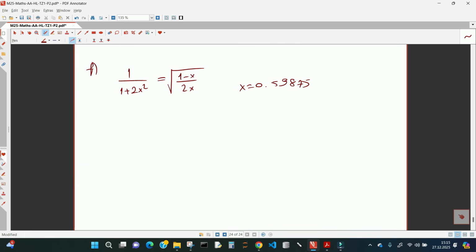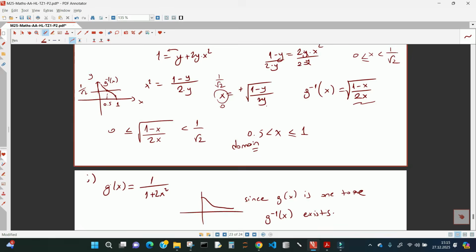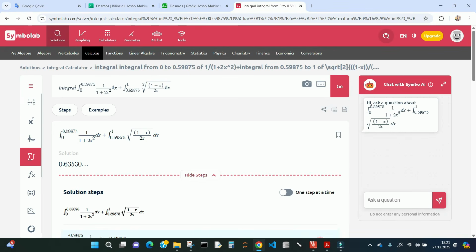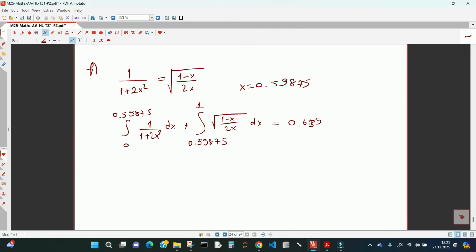So first from 0 to this intersection point, it's going to be g of x, plus from here we're going to take until 1 the inverse of g of x. Yes, calculate this one. Yeah, I wrote it again, and the solution is approximately 0.635. Yeah, we saw all of the questions.